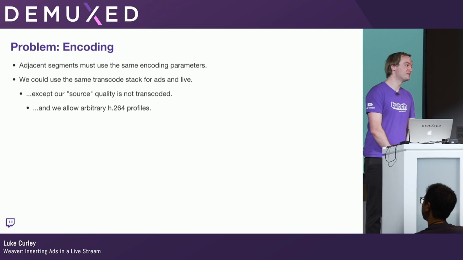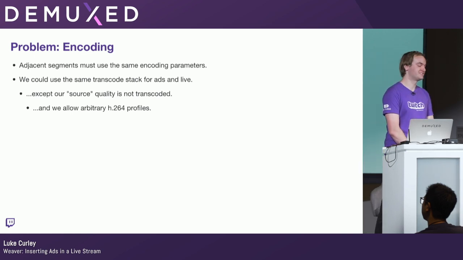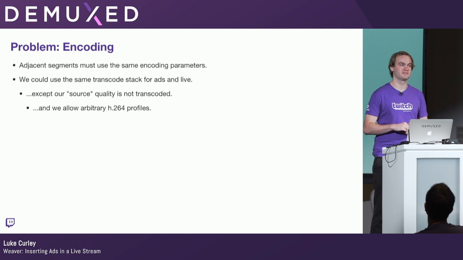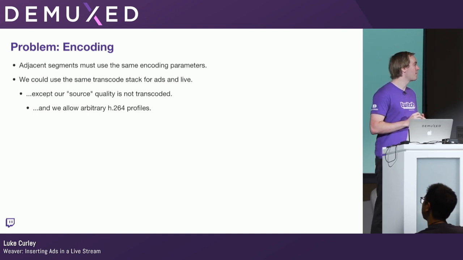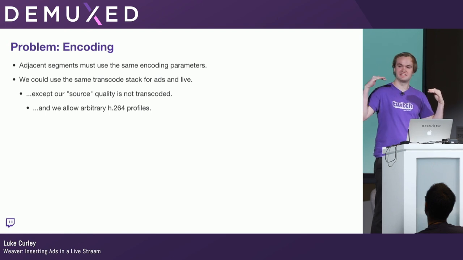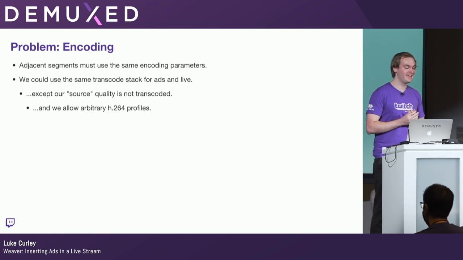We have another problem. This one is kind of Twitch specific, which is kind of cool, and I like this talk. What happens is usually when you have two different streams, they have different settings. Different profiles, different, you know, whatever. A player is not going to like you all of a sudden trying to switch that profile on the fly. What you could do is you could just transcode everything so they all have the same exact profile. So if you're serving a 720p live stream, your ads will also be the same 720p transcoding stack.